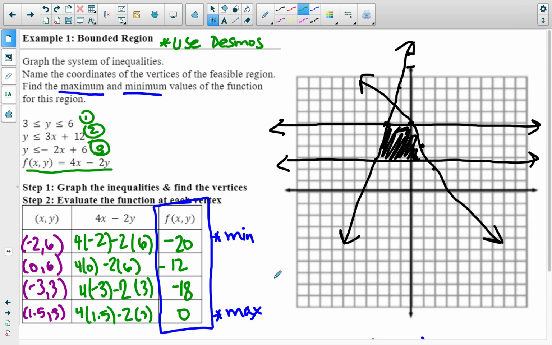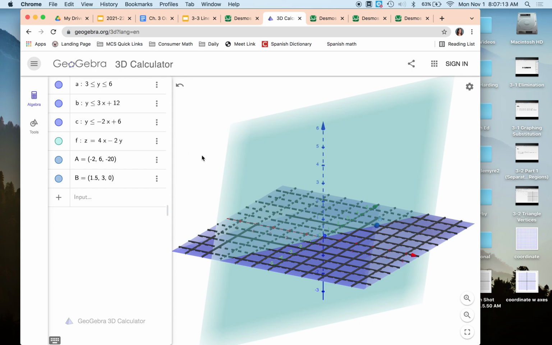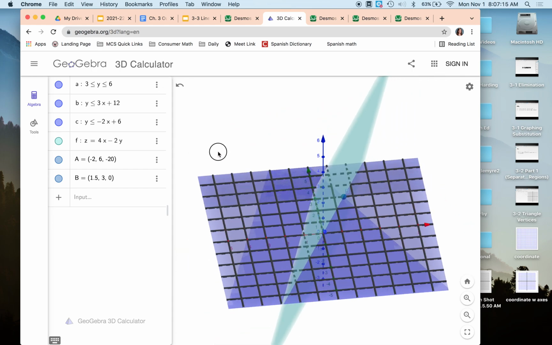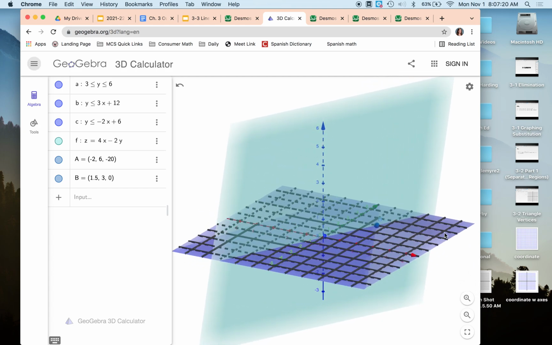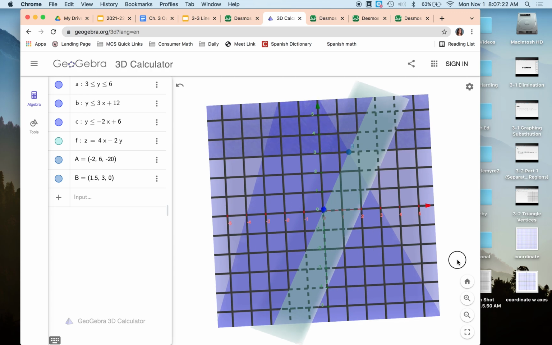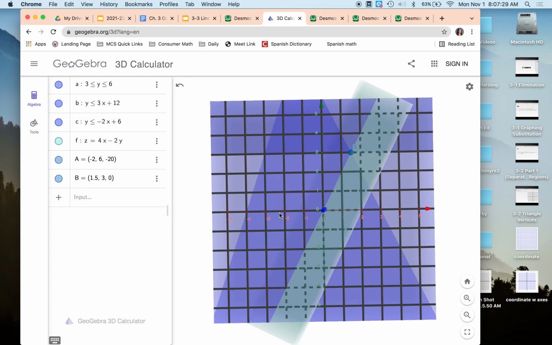One thing I want to highlight back with this first example, I said that this represents a 3-dimensional function, f of xy equals 4x minus 2y. So I want to plug that in. This is a 3-dimensional calculator. I might have shown you this in class before, but if you've never seen it, it's pretty cool. GeoGebra has a way to visualize a 3-dimensional coordinate plane. If you look at the plane like this, then we just have our standard xy plane. You can see that we have our x-axis along here and our y-axis along here.